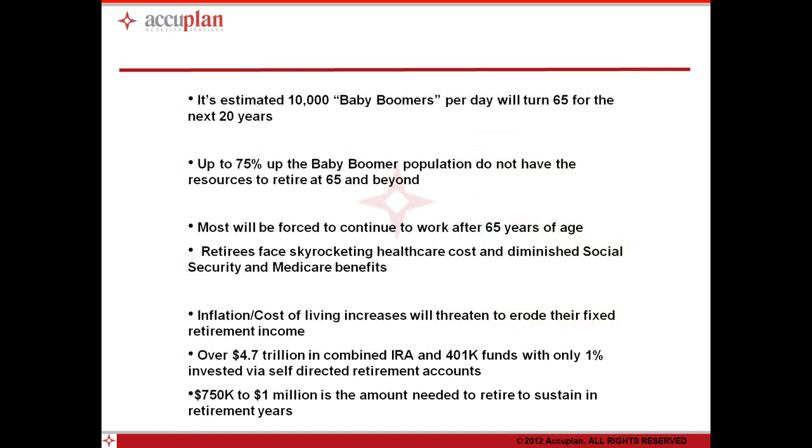One of the things I like to mention is some of the reasons why the self-directed plan is becoming really popular. It's estimated that 10,000 baby boomers will turn 65 every day for the next 20 years. Up to 75 to 90% of that population do not have the resources to retire at the age of 65 and beyond. Most will be forced to continue working beyond the age of 65 due to retirees facing skyrocketing health care costs and diminished Social Security benefits. Benefits that were around 2-3 generations ago may not be around moving forward, so it's really important that we take a proactive approach in understanding what's ahead for us and to take an aggressive but at the same time safe approach when growing our retirement account.